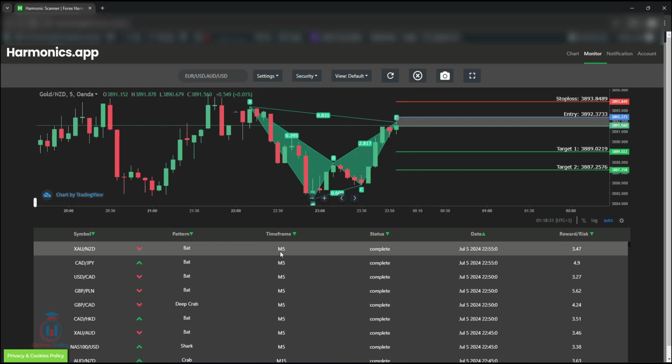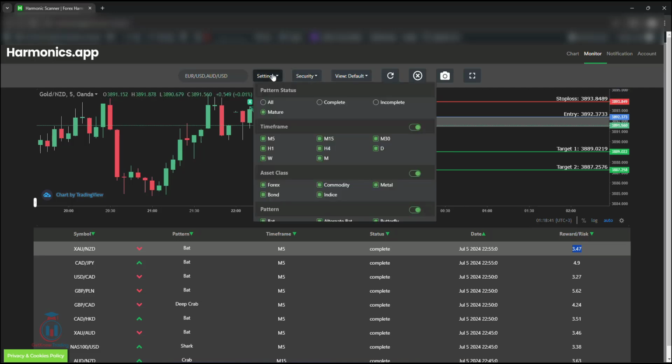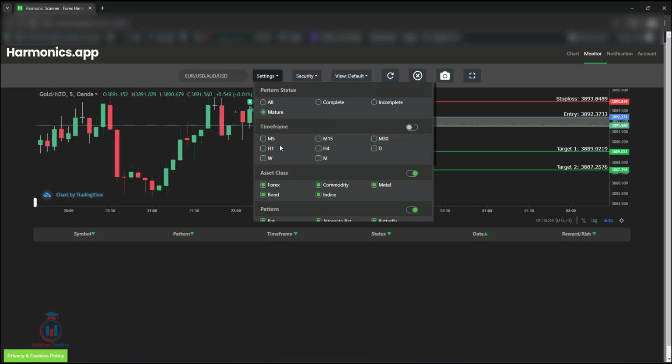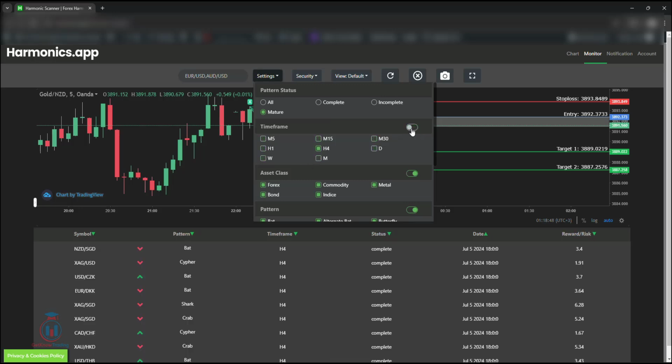So you can see it is on a 5-minute time frame. It is complete, which means it is ready to be analyzed and traded, and this one has a risk to reward ratio. Now, if you would like to select some settings, you can do that. For example, if you do not want the 5-minute time frame, only the 4-hour time frame, you can do that.